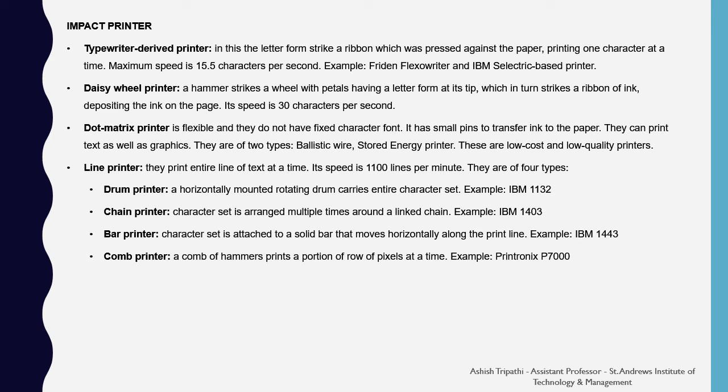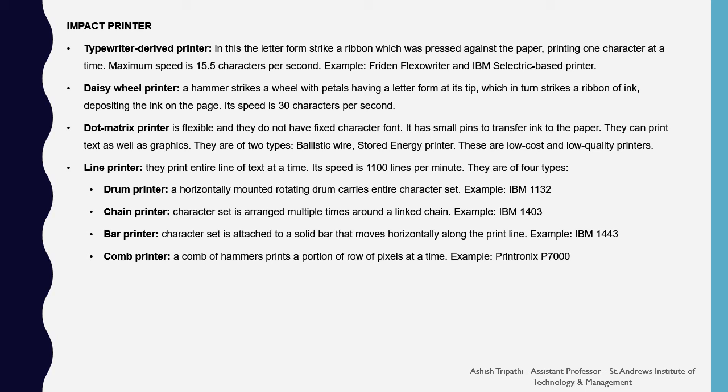The dot matrix printer is flexible and does not have a fixed character font. It has small pins to transfer the ink on the paper. They can print text as well as graphics. They are of two types: ballistic wire and stored in a G printer. These are low cost and low quality printers. Line printers print an entire line of text at a time. Its speed is 1100 lines per minute.